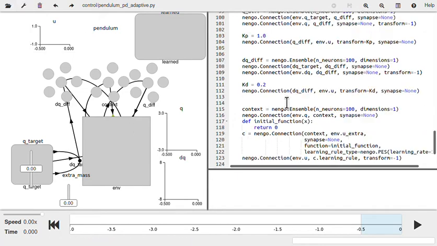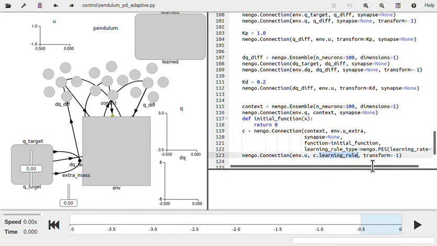I think it is both the position and the velocity of the pendulum. Okay. So that's being fed into a neural network. And then I'm taking the output from that network and just adding that onto my control signal. Okay. I'm going to put a learning rule on that network.